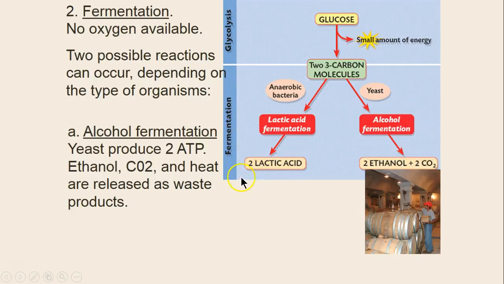Think about it. You could get 36 ATP if you could breathe, but if you're sprinting, then you get only 2 per sugar, and you get a lot of waste products because lactic acid is irritating to the muscles. It causes muscle soreness, and it can cause death as well. It's that toxic.